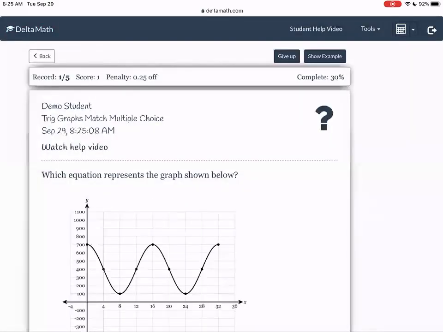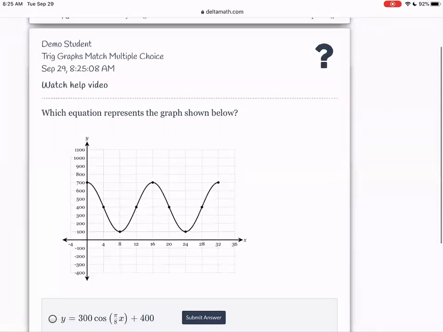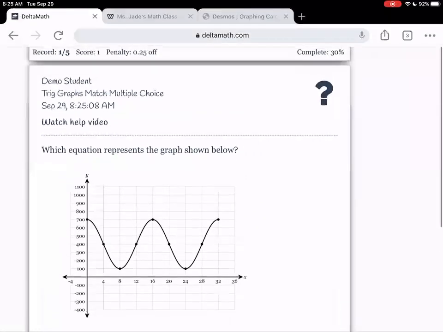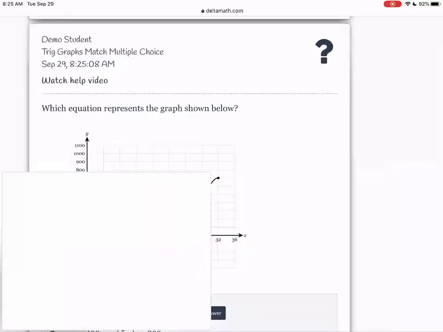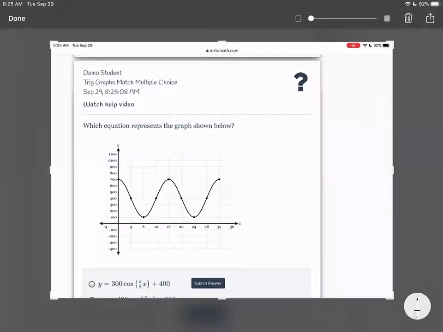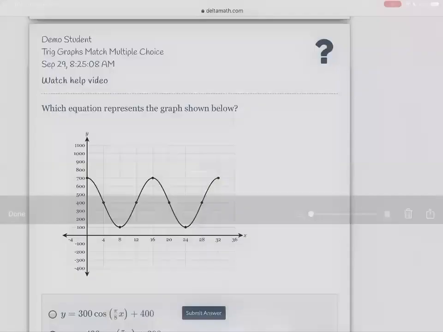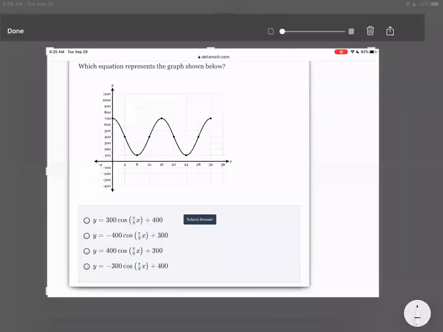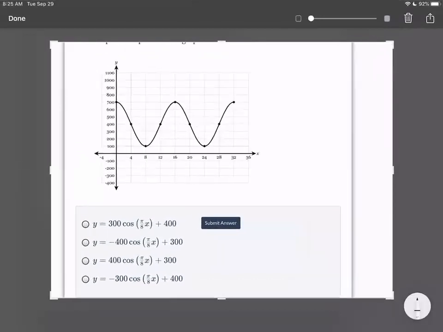Let's do one more. I think that's fine. Still a good example. Oh wait, let me scroll down more and screenshot from here. Okay, so which equation represents the graph shown below?